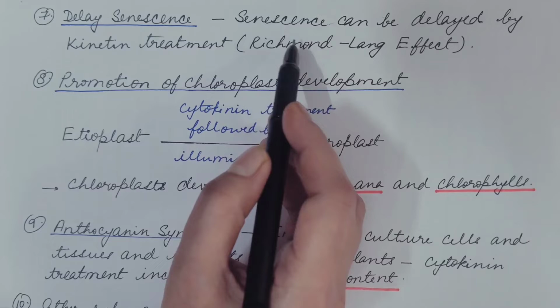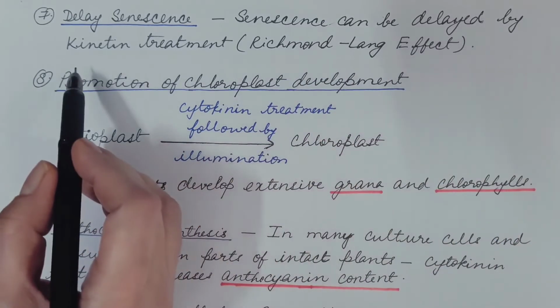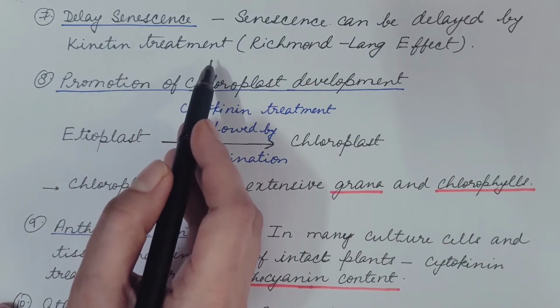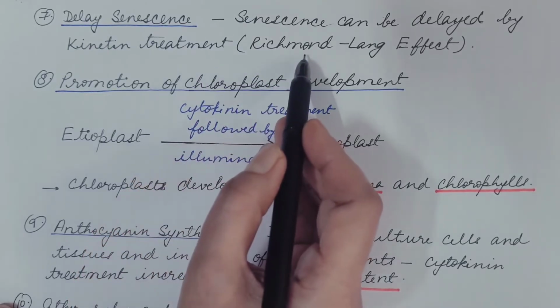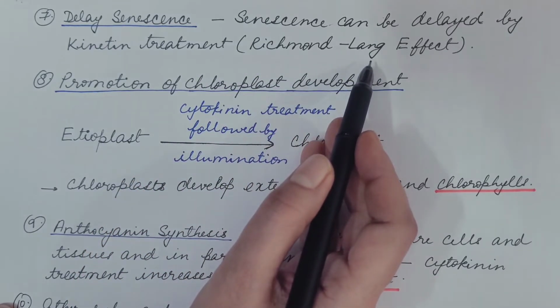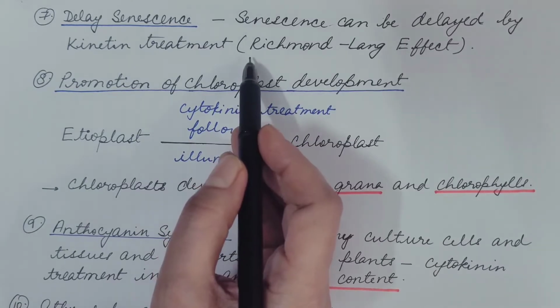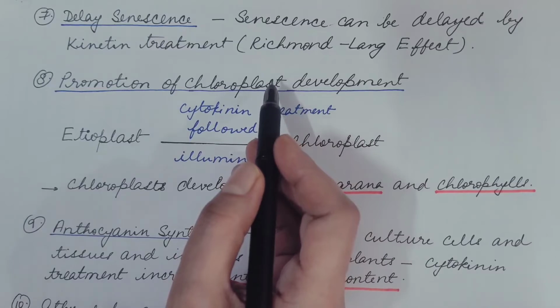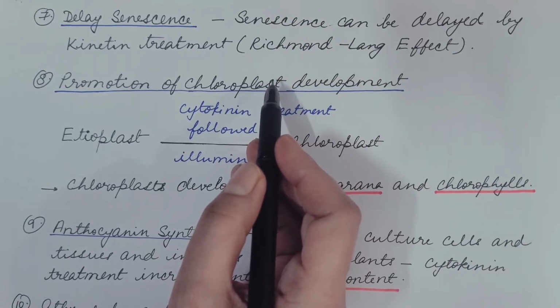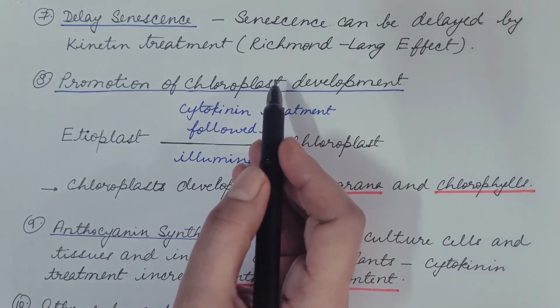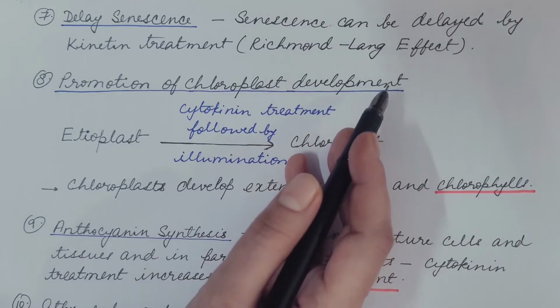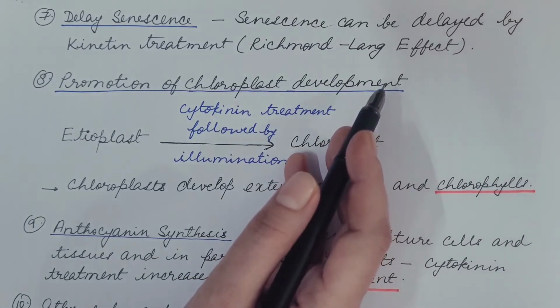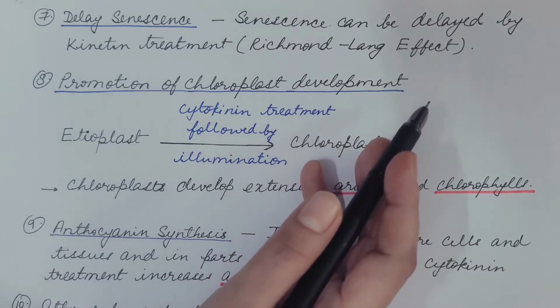Senescence, that is aging, can be delayed by cytokinin treatment. It was shown by Richmond and Lang in 1957. Hence, it is known as the Richmond-Lang effect. And how is it possible? So, cytokinin treatment prevents degradative catabolic processes by repressing the activity of a few hydrolyzing enzymes like protease, RNase, DNase, etc.